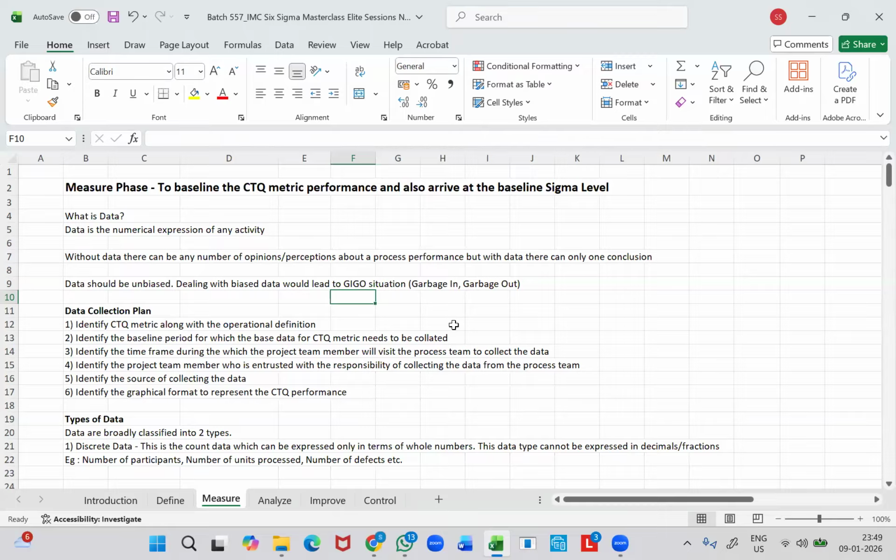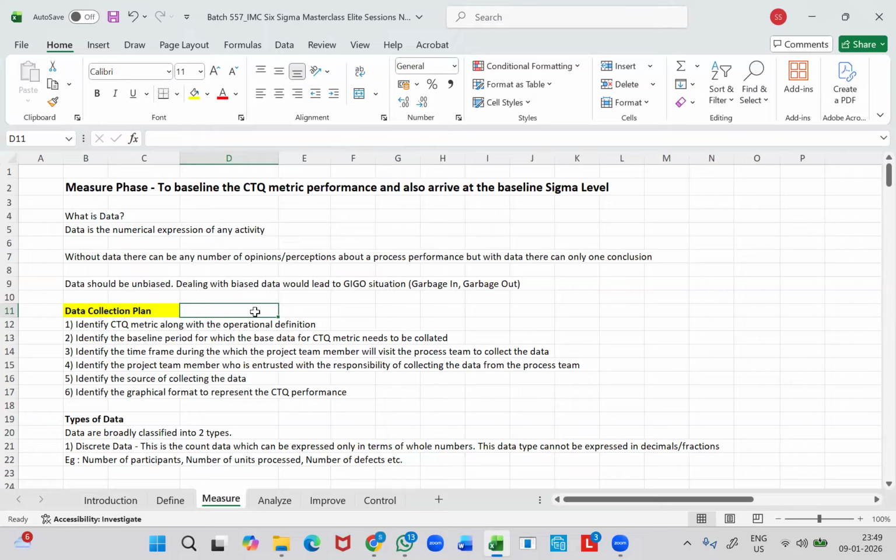But for now, let us look at the data collection plan. So what is this data collection plan? This data collection plan needs to be compiled by the project lead, and it has to be submitted to the leadership of the organization. They need to provide the approval. When they approve the data collection plan prepared by the project team lead, it serves as an approval document for the process team lead to provide necessary data to the project team representative.